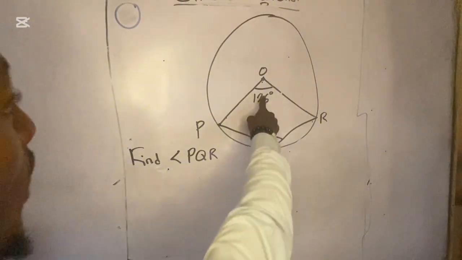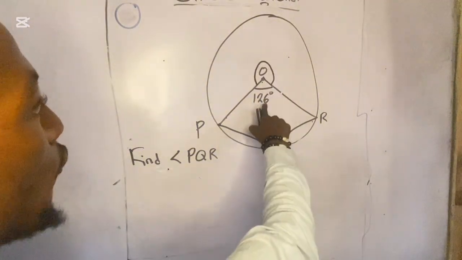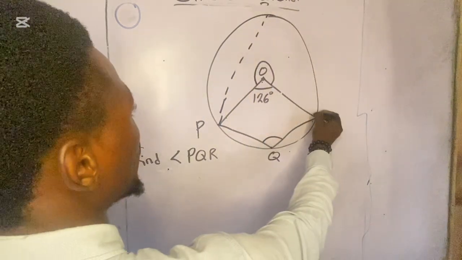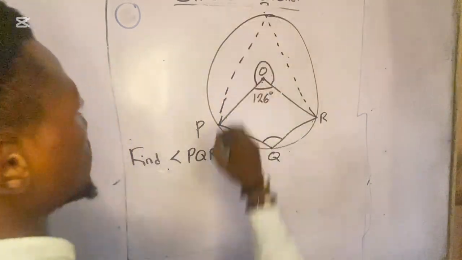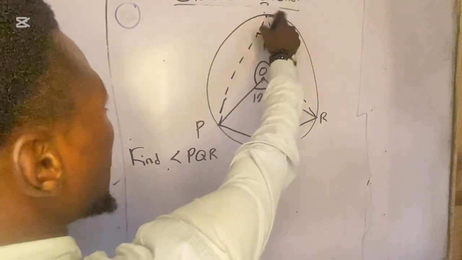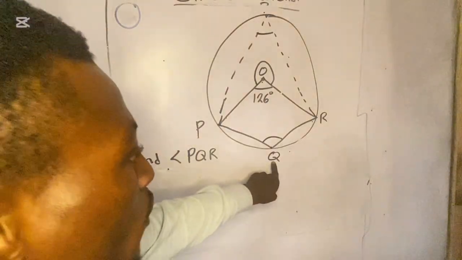Now how do we find this angle here? Find the reflex angle of this one. Remember, half of this, you can trace this angle out. If I trace it out, I'm going to have something like this. Yes, which means half of this 126 will give me the angle in this place. But we are not interested in this point. We are asked to find PQR, this angle here.